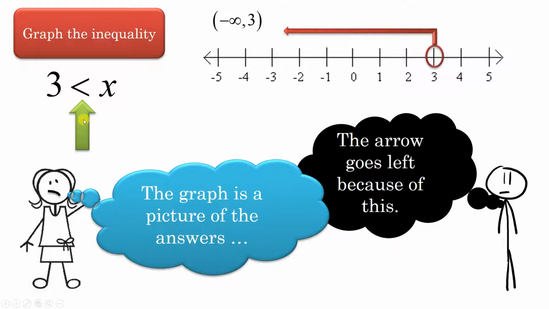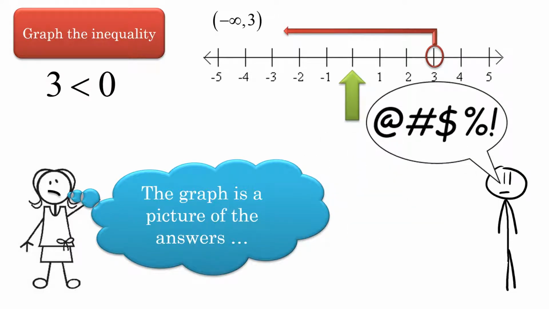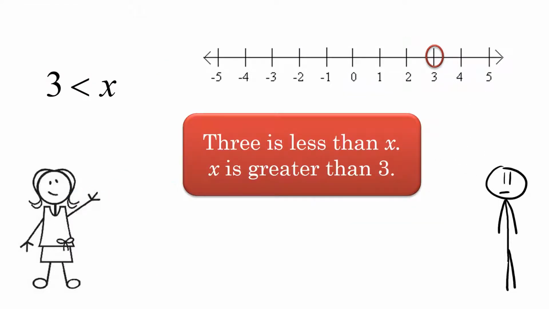You see, the graph's supposed to be a picture of all the answers, and 0 right here should be an answer according to this graph. 0 is part of this graph, but if I put 0 in, I get a false statement. 3 is not less than 0. 0 is smaller than 3. 3 is bigger than 0. This doesn't quite make sense. The thing is, you can't just look at this. This doesn't point in the direction that the graph goes. Sometimes it does, but not always. This is a statement. You have to read it. This says 3 is less than x.